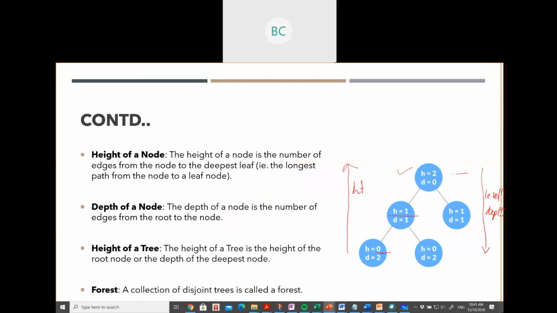Height and depth clear? Just see again. Level and depth will go downwards. So depth of the tree for the last node will be 2, but height will be 0.